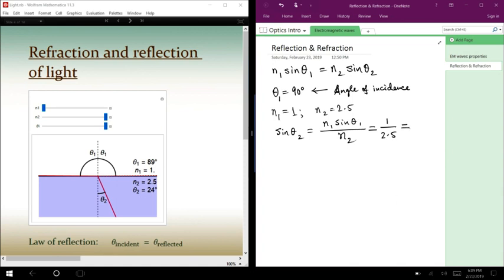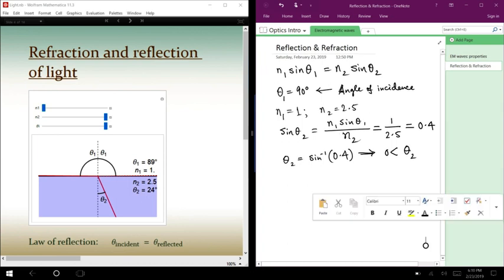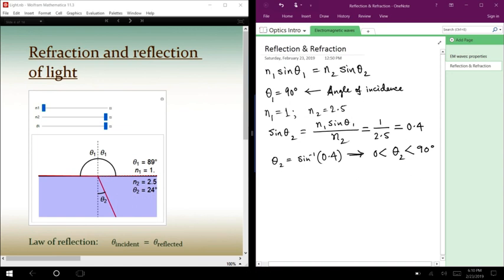Okay, so that is equal to 0.4, right? So theta 2 is then equal to sine inverse of 0.4, which is somewhere between 0 degrees and 90 degrees, right? So we can clearly say that 0 is less than theta 2 is less than 90 degrees in our particular situation. All right.